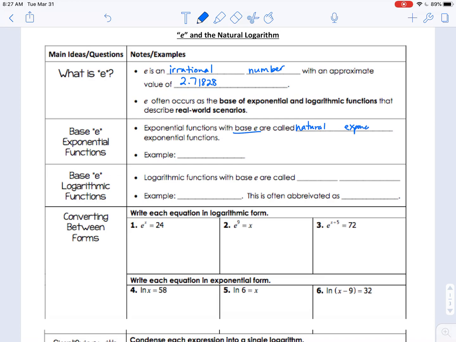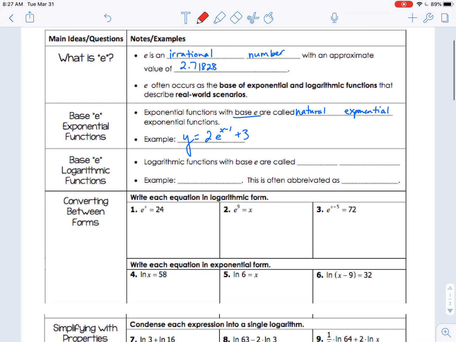natural exponential functions. So, like y equals 2e to the x minus 1, plus 3. And we know that the transformation, the shift here, we would shift right 1 and up 3. So there's another bit of review for our Algebra 2 class.